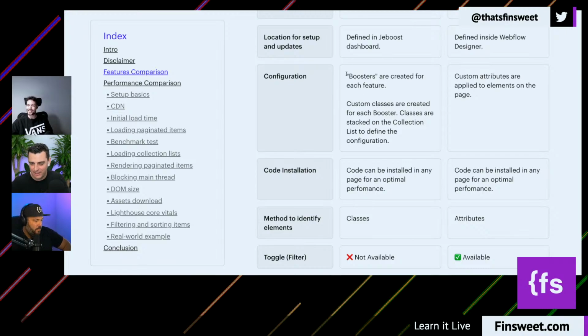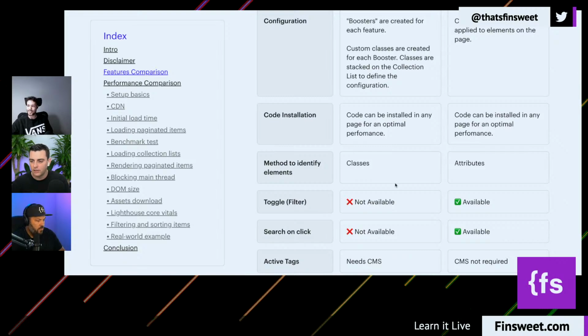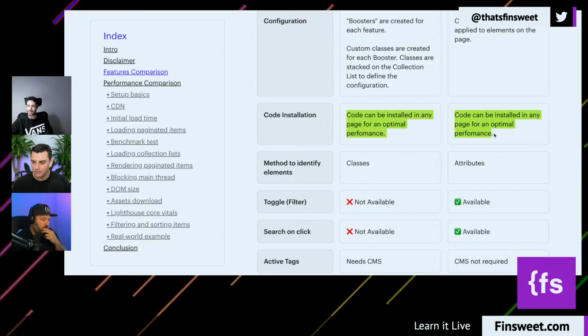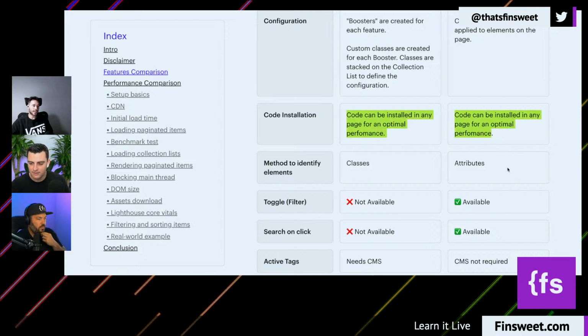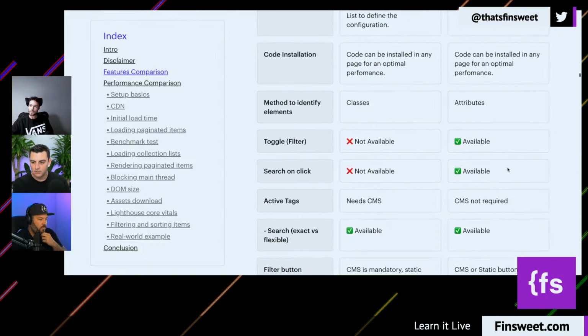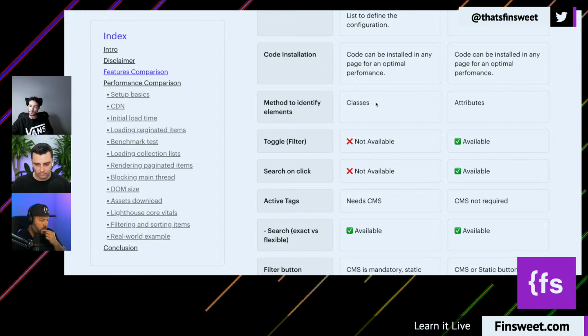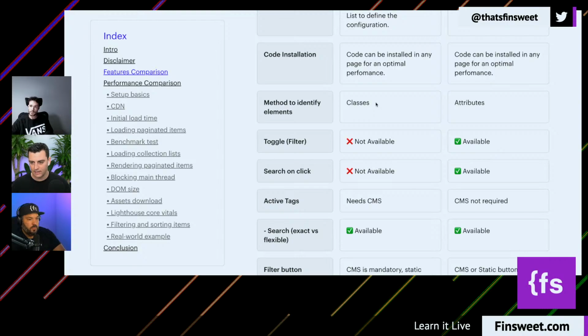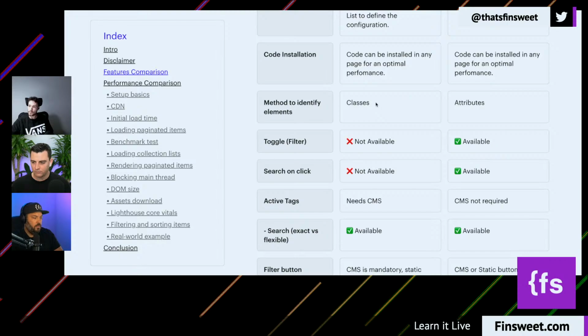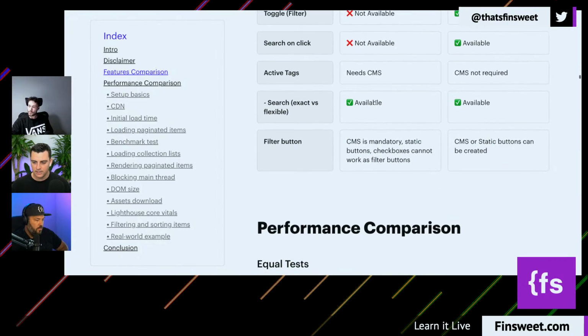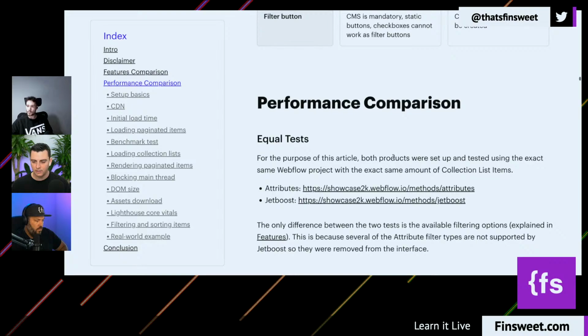Nice. Okay, great. We have code installation. Code can be installed in any page for optimal performance. Yeah, that looks the same. This is an edit that we did after Chris pointed it out. Okay, we are clearly talking about classes versus attributes. Of course, we are fans of using HTML attributes. And these are all similar things here. Let's continue scrolling down. And great, let's get into this performance comparison.